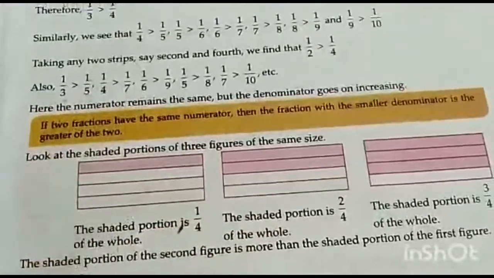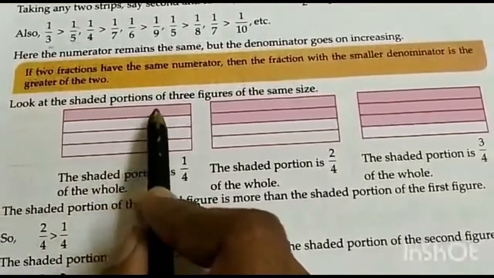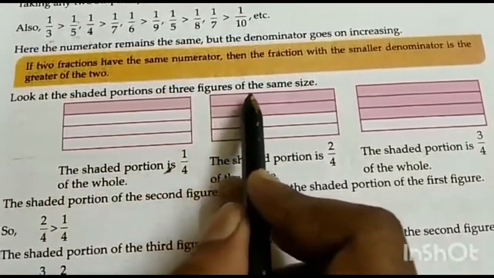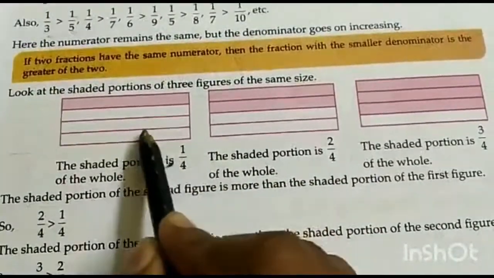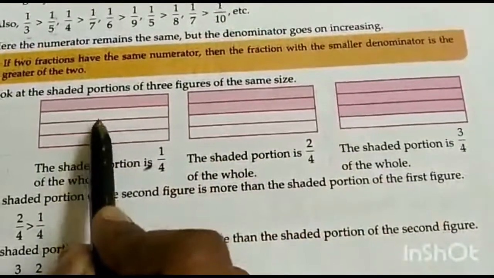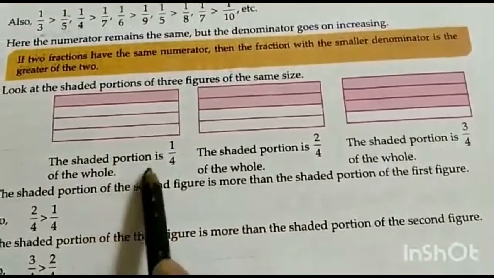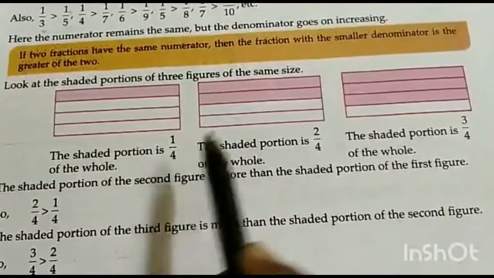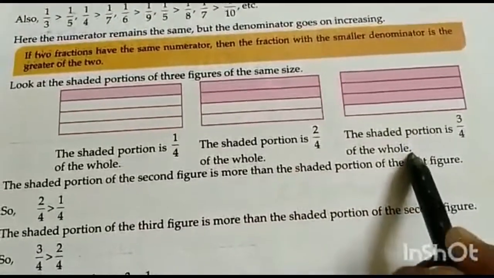Now let us see another one. Here we have some shaded portions given. Look at the shaded portions of the three figures of the same size. In the first one, how many boxes are there? 4 boxes. All 3 figures have 4 boxes. But in the first figure, how many parts are shaded? Only one part. The shaded portion is 1 by 4. The second one is 2 by 4. The third one is 3 by 4.